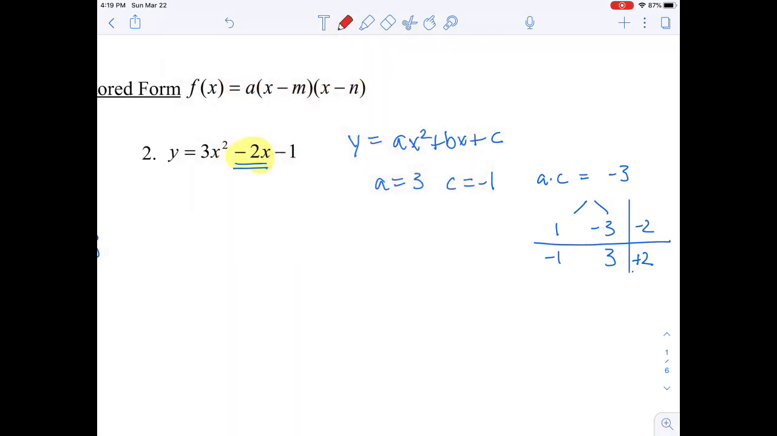So of course what we're going to do is use this combination because it gets us our -2x term. And so what I'm going to do then is rewrite my -2x term as +x for this one and -3x for this term that adds to -2x. So we get y equals 3x squared, I just copy and paste the other two, and then we use grouping.